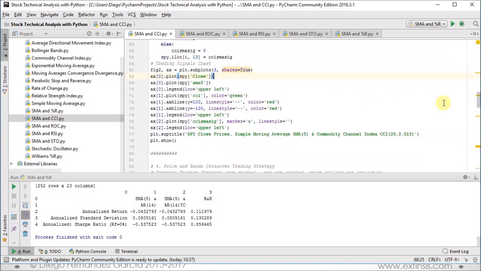Then we have our corresponding chart, again with three subplots. In this case, at the top we have our close prices with their simple moving average, which generate those price crossovers. Then in the middle we have our oscillator, commodity channel index, with corresponding thresholds for overbought or oversold areas. And then at the bottom we have the corresponding trading strategy signals.